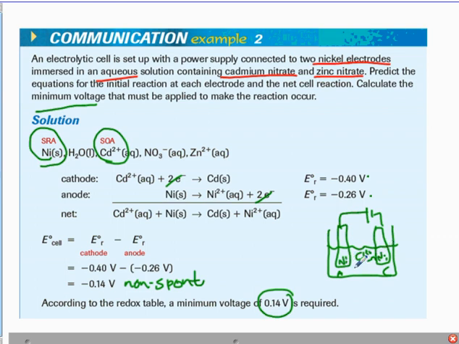The zinc ions would flow to the cathode. And then our negative ions that we have present, so the nitrate, oh, sorry, run out of room here. The nitrate would flow to the anode. Electrons go in the same direction from the anode to the cathode.